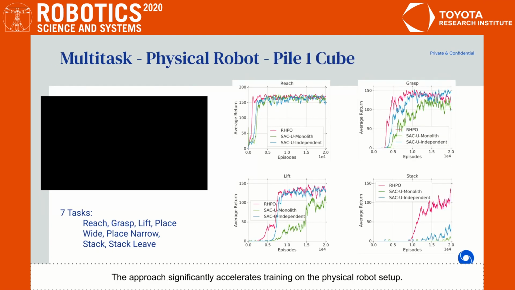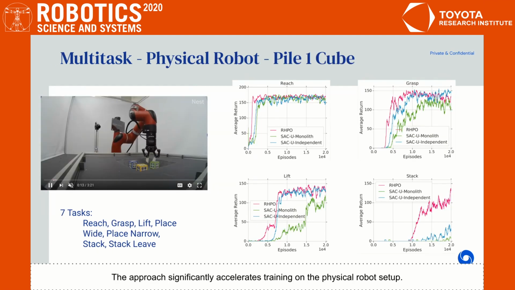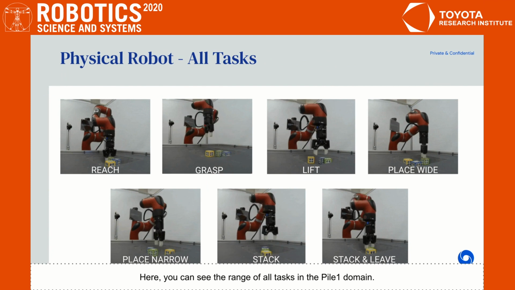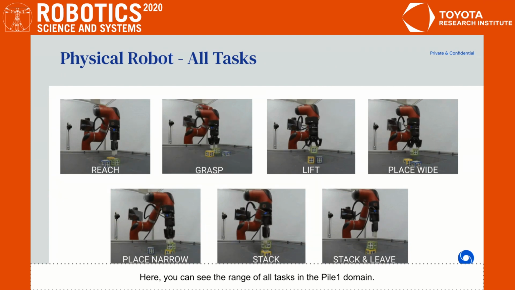Most importantly, the approach accelerates training on the physical robot setup, here again with a stacking problem. In this domain, we can only use a single actor for our experiments and data efficiency becomes even more relevant. To provide a better overview of the challenge, you can see the range of all tasks in the Pile 1 domain here.